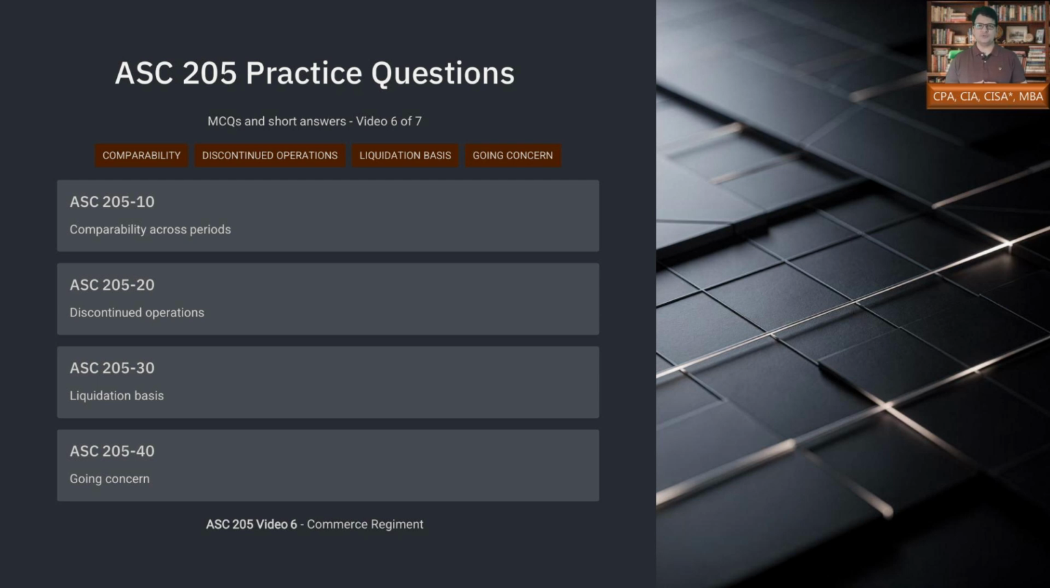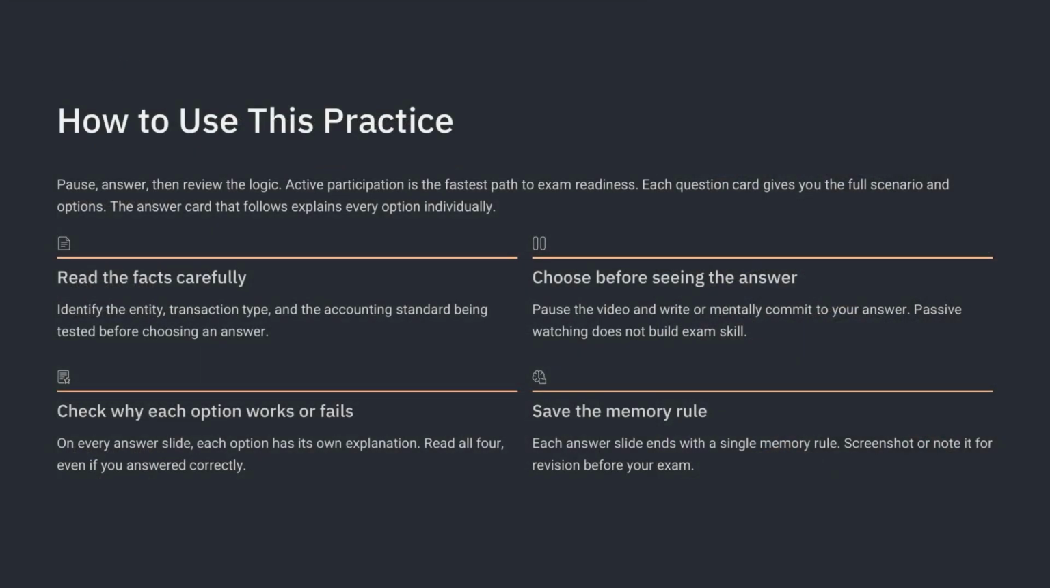The goal is not just to get answers correct, the goal is to understand why an answer is correct and why the other options fail. Here is how to use this practice class. Read the facts carefully, identify the subtopic being tested, choose your answer before I explain it, and then study every option explanation. Even if you get the answer right, do not skip the wrong options. Wrong options teach the traps.